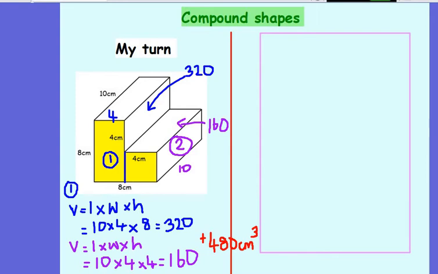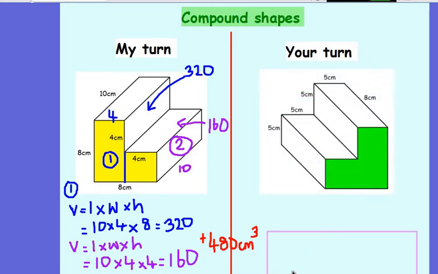Over to you, Year 8. In your dark blue books, can you write the title Compound Shapes? And underneath, can you have a go at this question for me? Pause the video for a couple of minutes and work that out now, please.